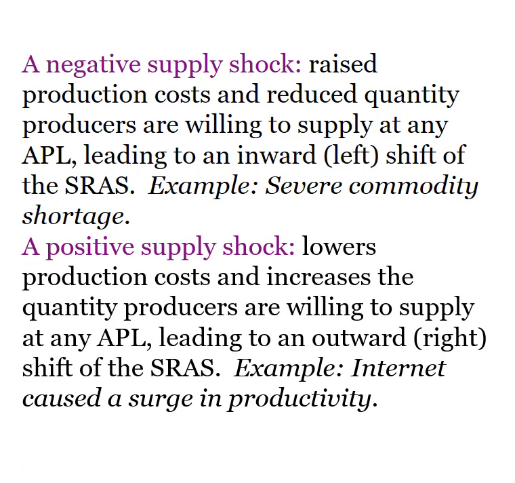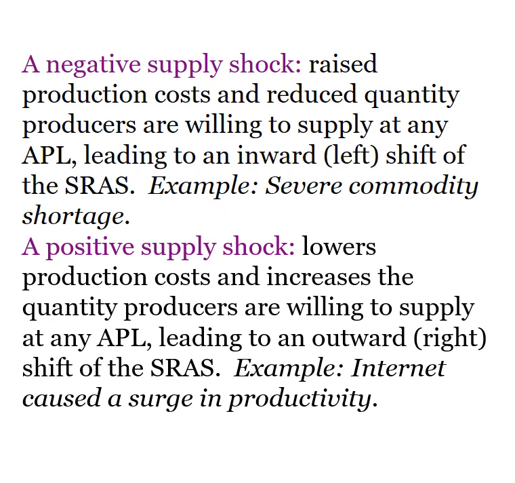Positive supply shock would be SRAS shifting right or outward. So we could have production costs lowered. Commodities are now cheaper. Nominal wages are now cheaper. And anything that increases profit is going to increase the quantity producers are willing to supply at any price.